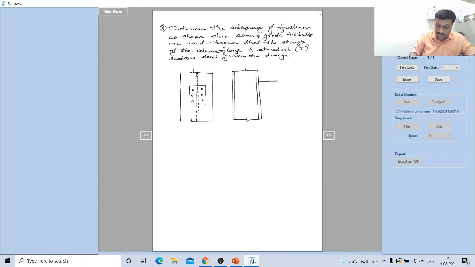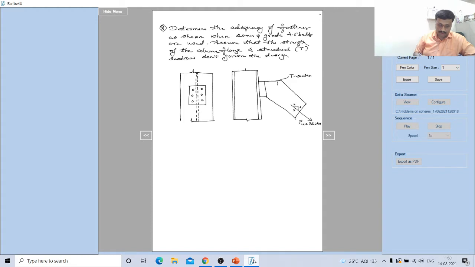T section has been attached. And the angle is measured like this, 3-4-5 Pythagoras theorem. And the ultimate load is 350 kN. Okay, this is a T section.